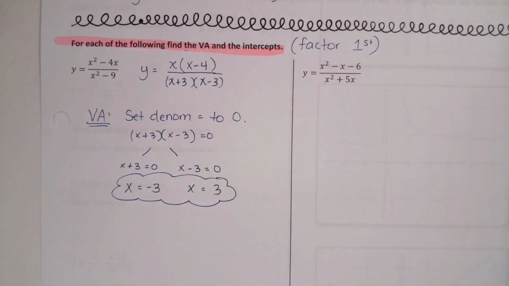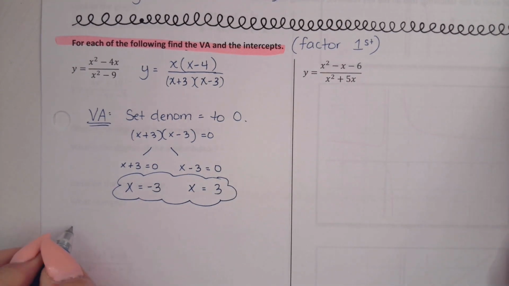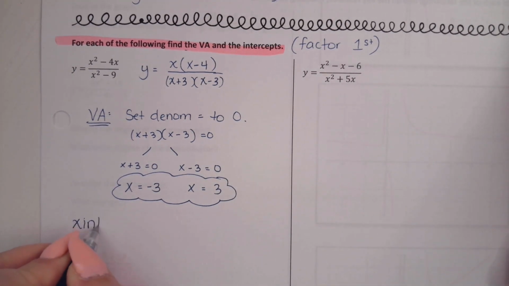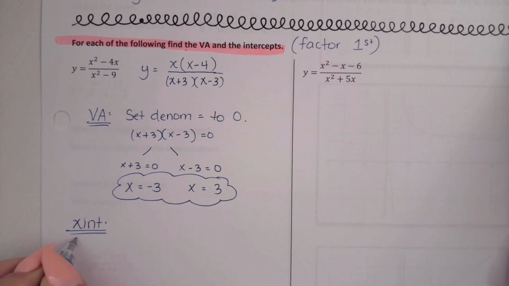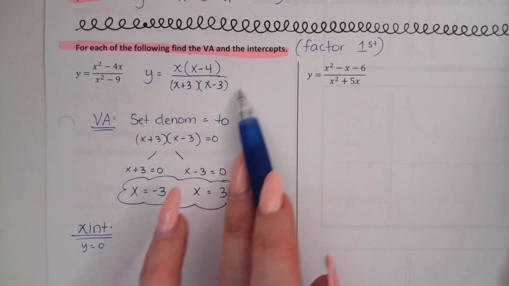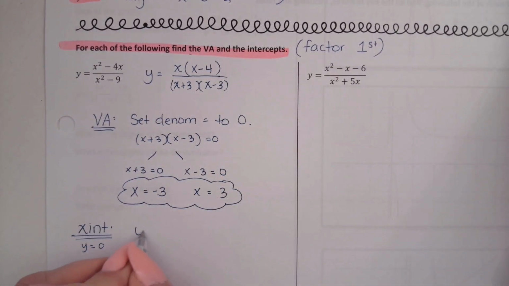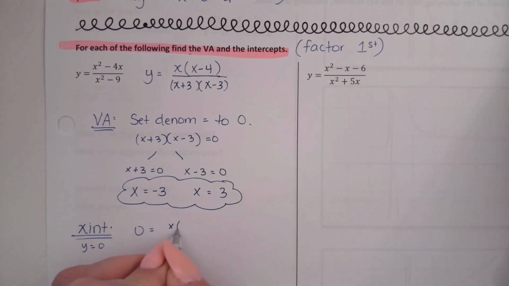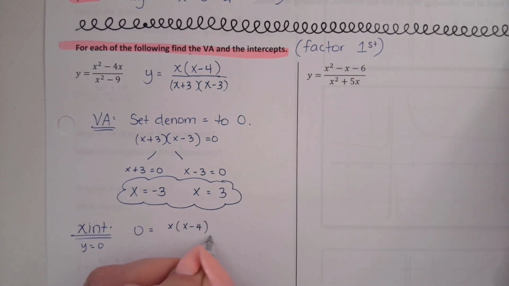On this page, we're not asked to find the horizontal asymptote, so I'm going to skip over that, and then I'm just going to get right on into the x-intercept. We wrote that down earlier. Remember, that's when y equals 0. Okay, so I'm going to take the one that I factored and set this one equal to 0. I'm going to have 0 equals x times x minus 4 over x plus 3, x minus 3.